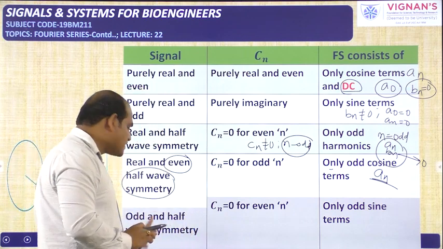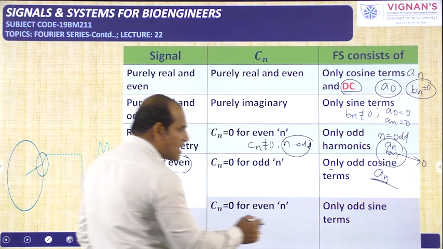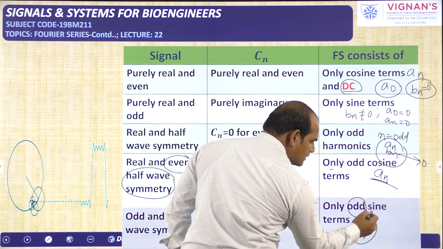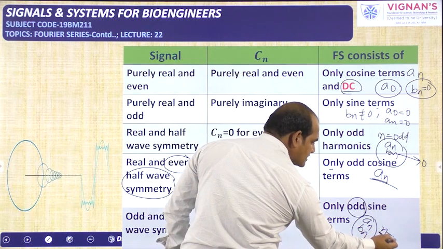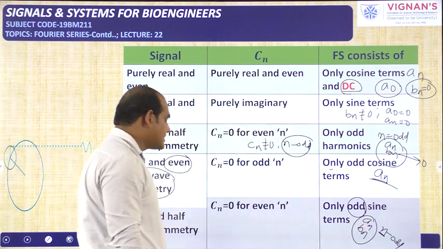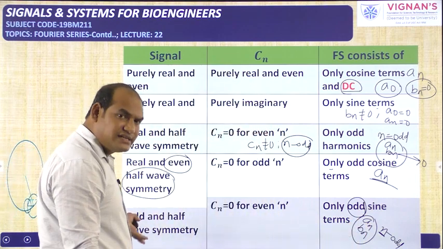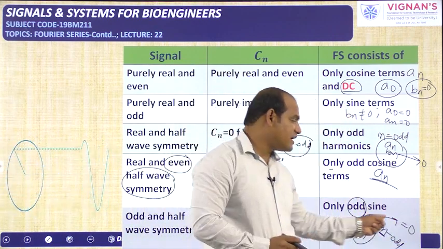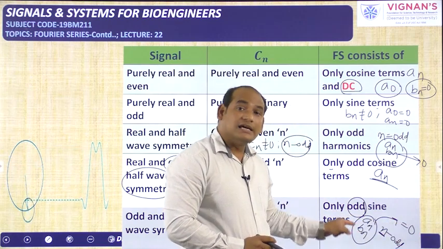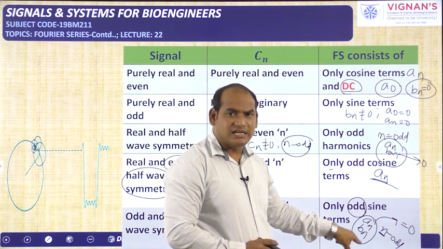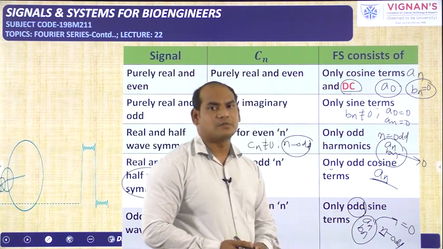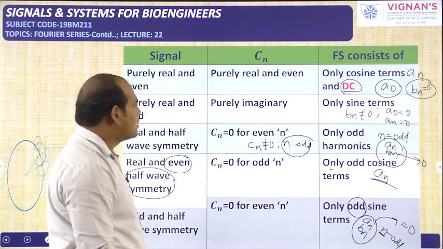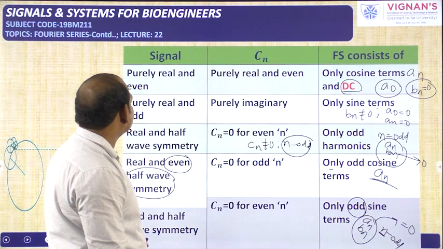Next, odd with half wave symmetry. Because half wave symmetry is there, odd harmonics will come. That is, the coefficients will exist for odd harmonics only. This condition we have taken because of the half wave symmetry. Because it is the odd signal, An must be equal to 0. That means cosine terms will not be available. But sine terms will be available, since Bn is available. So odd sine terms will be available, because it is the odd signal and also it has half wave symmetry. These are very, very important conclusions.